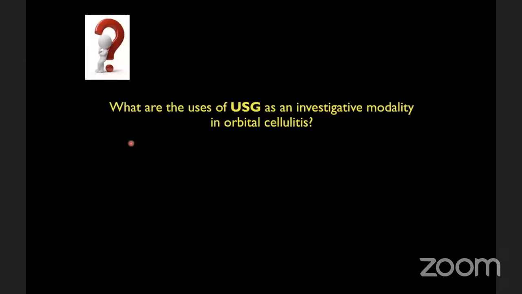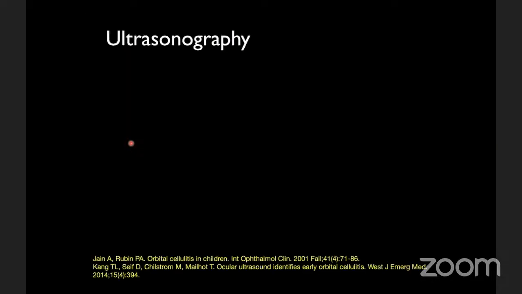Now, apart from CT and MRI, is there a role of ultrasonography as an investigative modality in orbital cellulitis? Let us look at the features of ultrasonography. Sometimes there might not be immediate access to CT or MRI. In such cases, we can use ultrasonography as an investigative modality in orbital cellulitis. So let us look at all the features that we can see.